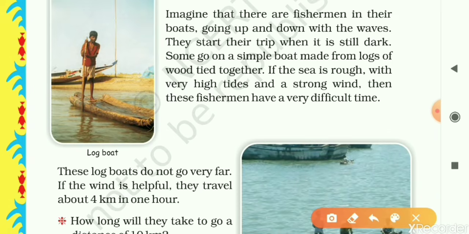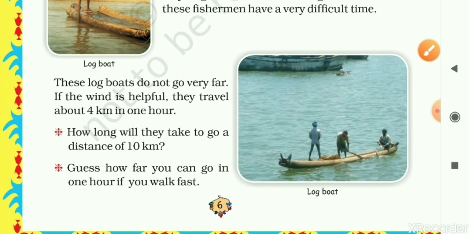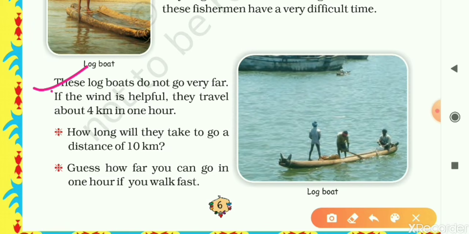Now here is a picture of a log boat. You can see the boy is standing there. And next, these log boats do not go very far. Let's see how far it goes. If the wind is helpful, they travel about 4 kilometers in 1 hour. For just 4 kilometers in 1 hour. In which condition? When the wind is helpful.